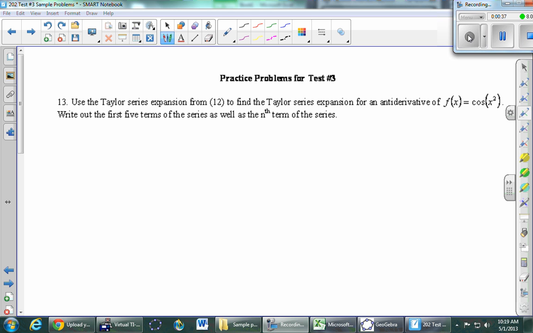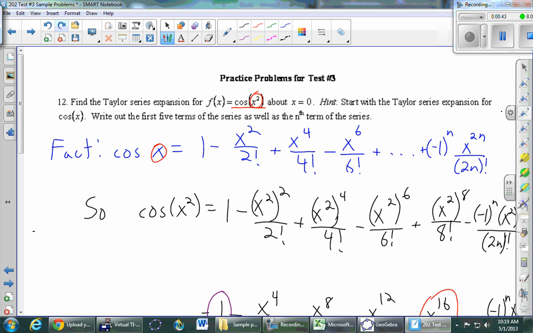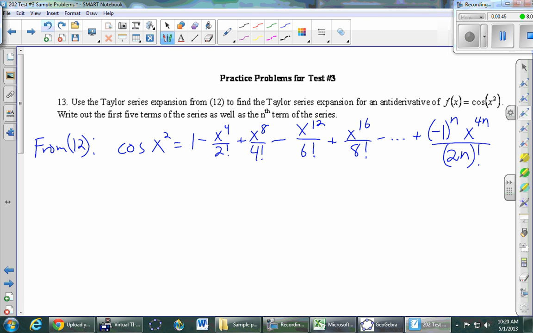So first thing to do is grab the final result from number 12 because we already did the work for cosine of x squared. So here's the series we got from number 12 for cosine of x squared. And all we're trying to do is find an antiderivative. So let's just find an antiderivative.